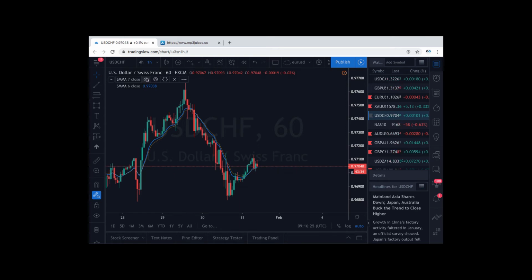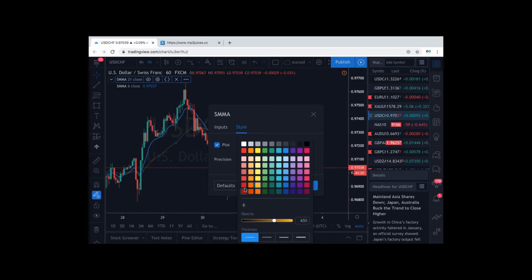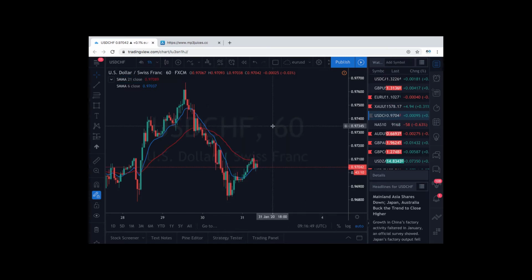So after this, when you get to the one that's still on default of 7, click on the settings again, go to length, and we'll now change this to 21. Then go to style, change the color to whatever you want it to be. I'll make this red so we have a classic blue and red type thing. And then opacity 100%, thickness, make it a bit thicker so it's visible, and then you can exit. Now we've got the indicator on the chart.